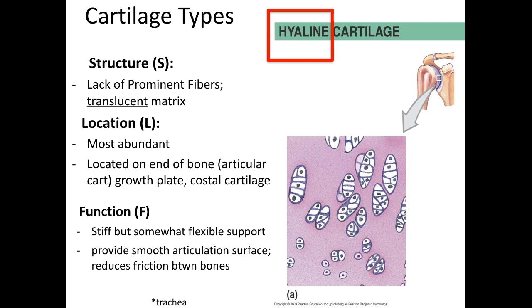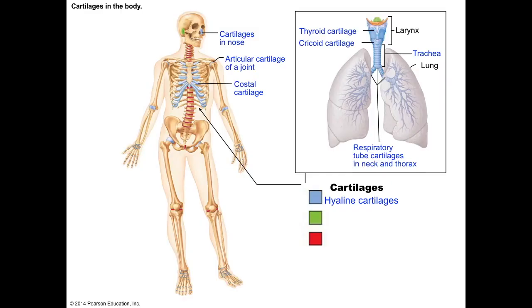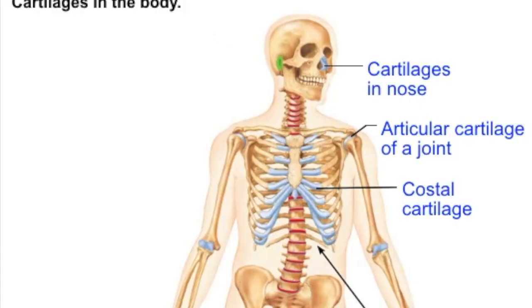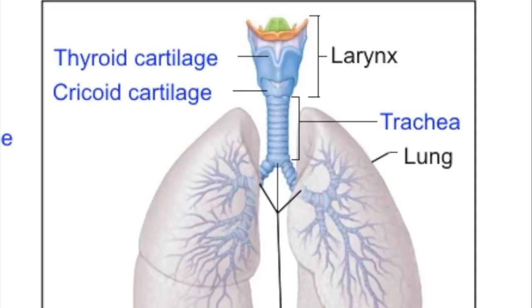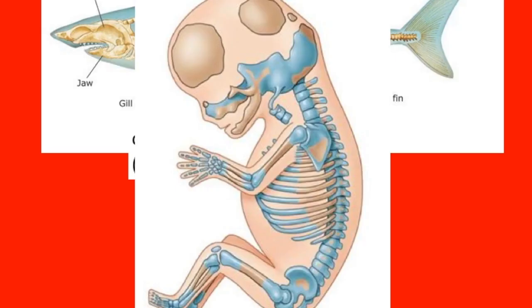Hyaline cartilage is going to provide support through flexibility and resiliency. It's going to make up the articular cartilage that covers the ends of adjoining bones in movable joints. It also forms the cartilage in attachments of the ribs to the sternum and accounts for most of the cartilage found in the respiratory structures. It's also the type of cartilage that makes up most of the embryonic skeleton, as we'll talk about later.